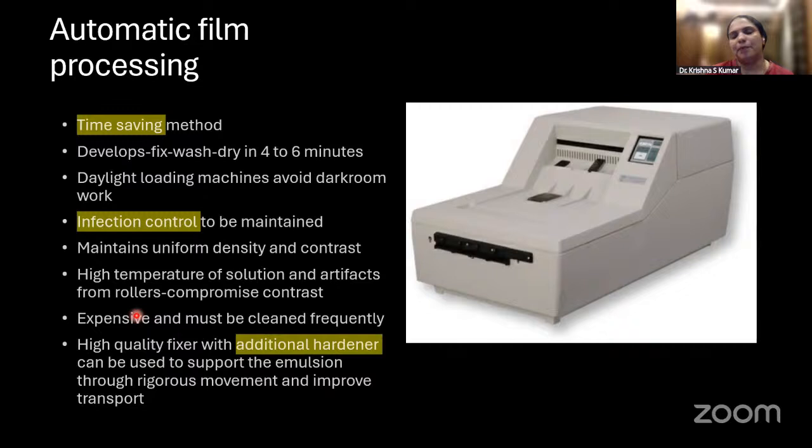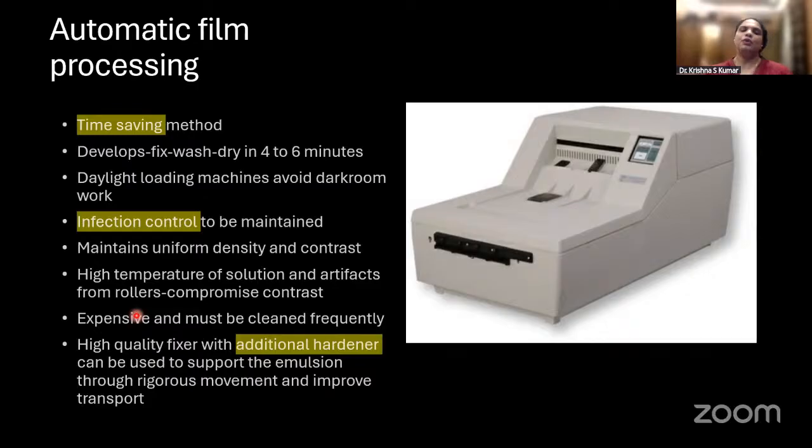But compared to the manual method, automatic film processing uses high temperature and there are rollers. So that can result in the production of artifacts or compromise the contrast. It is very expensive and it has to be cleaned frequently according to the manufacturer's instructions.